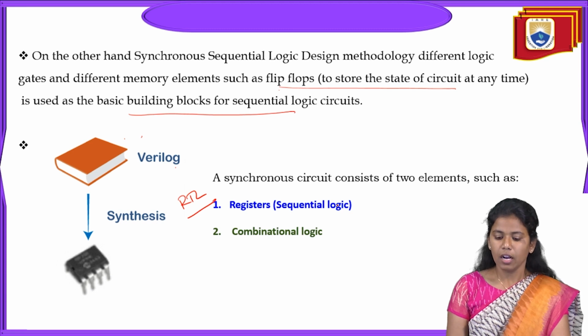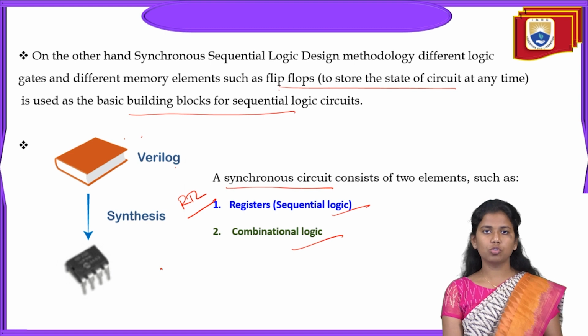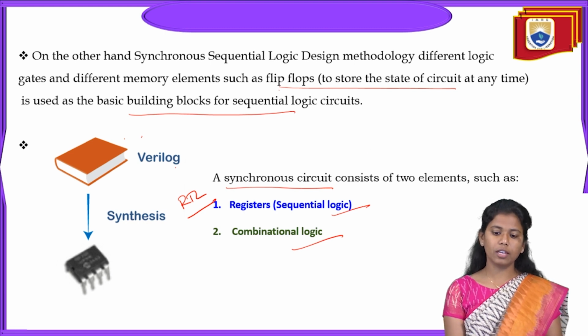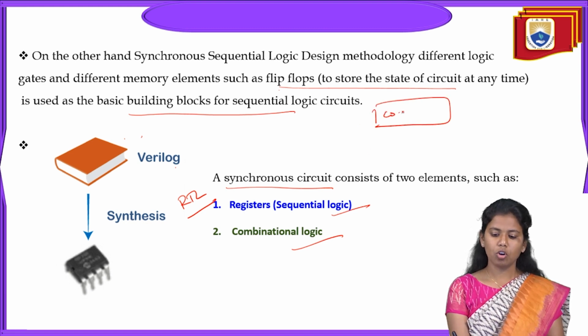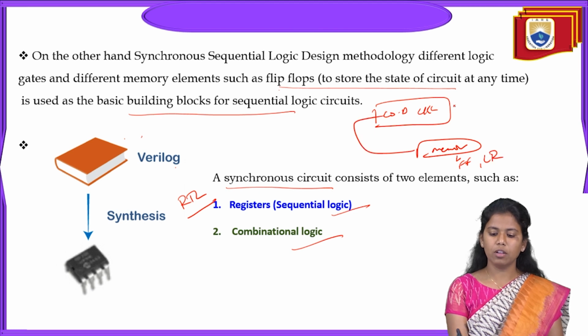So the synchronous circuit consists of 2 elements. What are those 2 elements? The registers and the combinational logic. Obviously we know that a synchronous circuit consists of the combinational circuit as well as the memory elements. These memory elements consist of flip-flops, latches, and the registers as well.